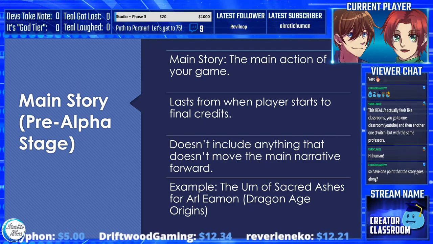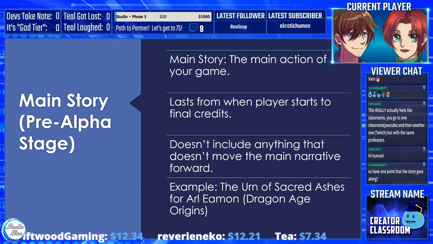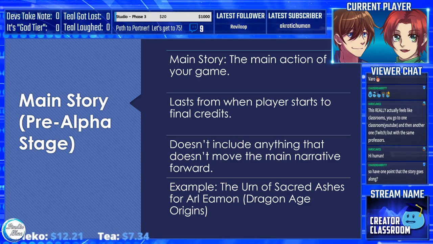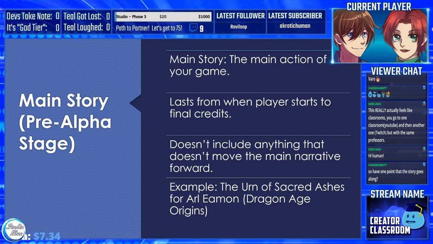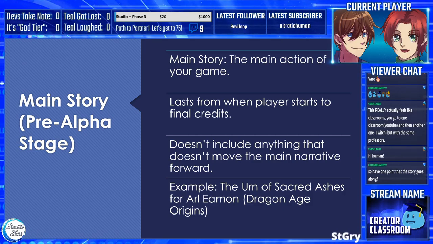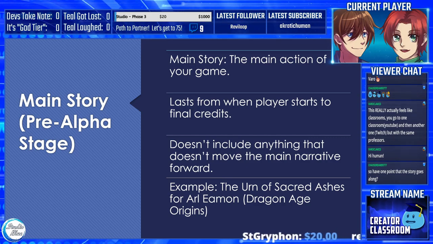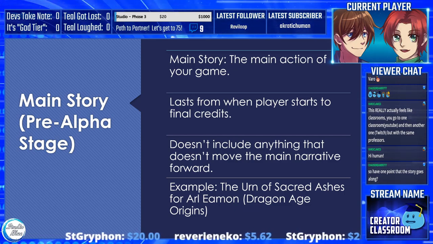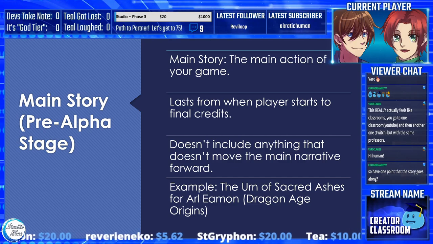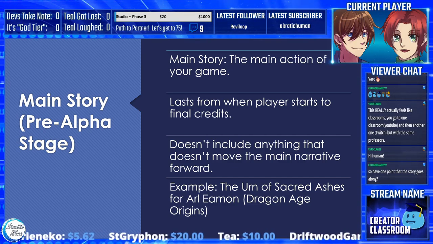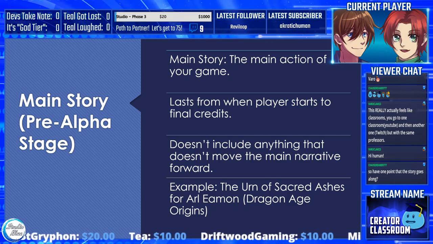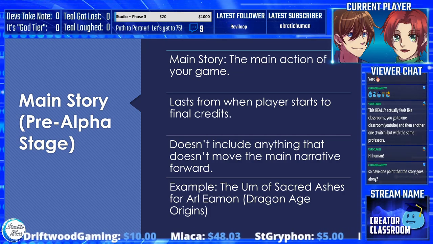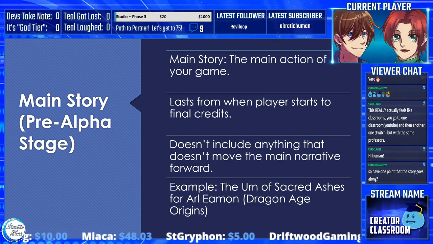All right, the main story. With the story concept and your scope decided, now you create your main story. This is defined as the main action of your game, from the time the player starts a new game to when the final credits roll. You don't have to define a post-credit scene now unless you really want to. This main story does not include any side stories that don't immediately move the main narrative forward. An example of a side story that does is the Urn of Sacred Ashes being needed for Arl Eamon in Dragon Age Origins. Technically, this is a side tangent that is needed to advance the main quest. You can indeed create these now.